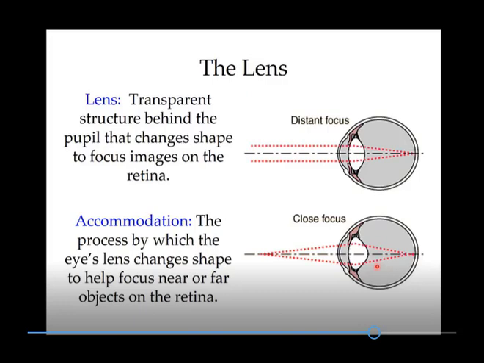Stop doing that. But that's what accommodation is for, and you are constantly doing this as you are looking around the world. As you're looking at things close up, it's going to accommodate one way, and as you look at things further away, it's going to accommodate another way, and your lens is constantly stretching and pulling and moving in order for you to do that. And again, the reason that's important is because you need that light to hit the very back of your eye on the retina, because that's where all of those specialized neurons with specialized dendrites are to detect the light.